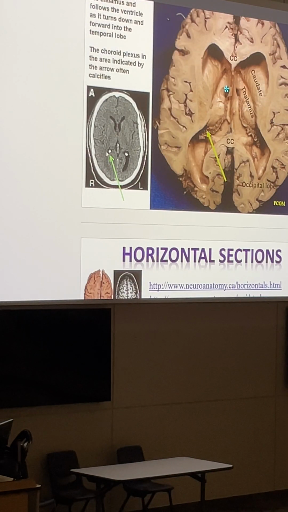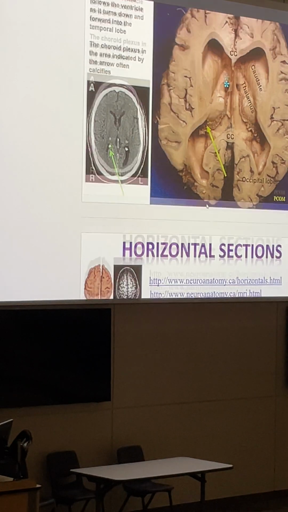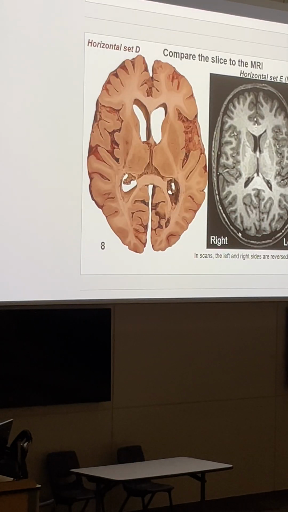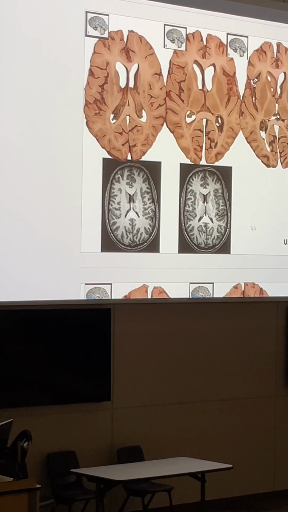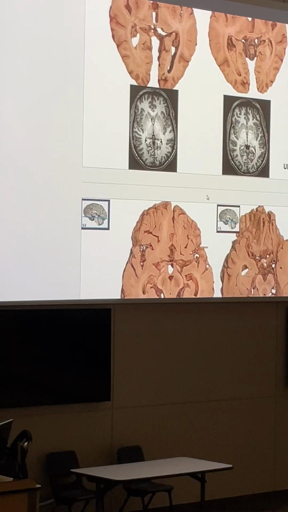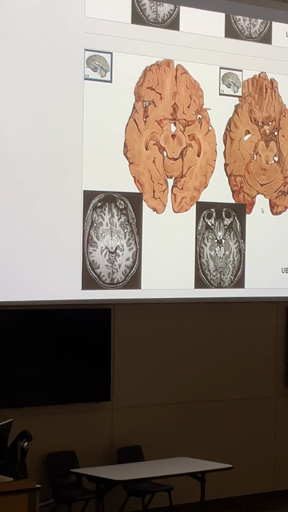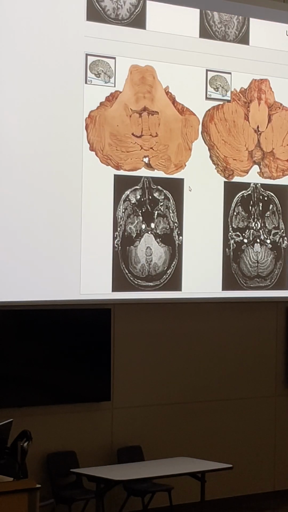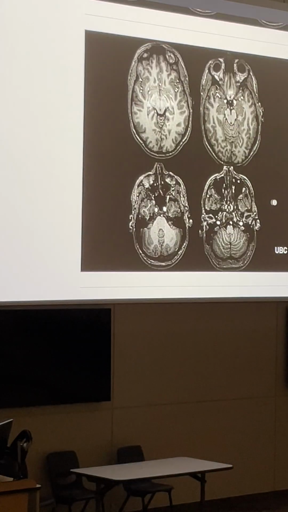What do you think these white spots are? Choroid plexus. Let's say space right here. Third ventricle, between the two lobes of the thalamus, right? Cerebellum.